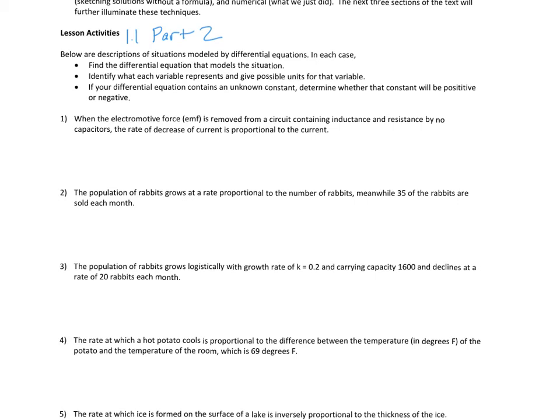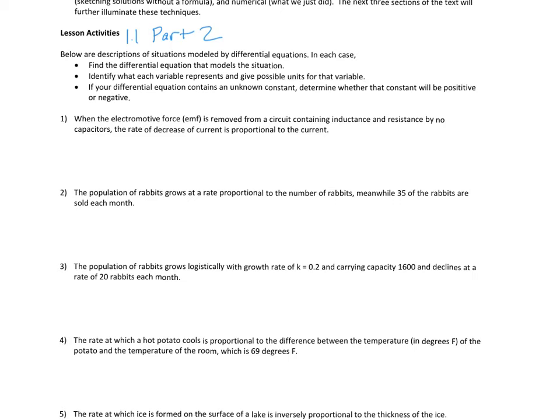These are the lesson 1.1 part 2 activities. So we're supposed to read the description of a situation and then find a differential equation that models the situation, identify what each variable represents and give possible units, and if your differential equation contains an unknown constant, like a constant of proportionality, for example, determine whether that constant will be positive or negative.